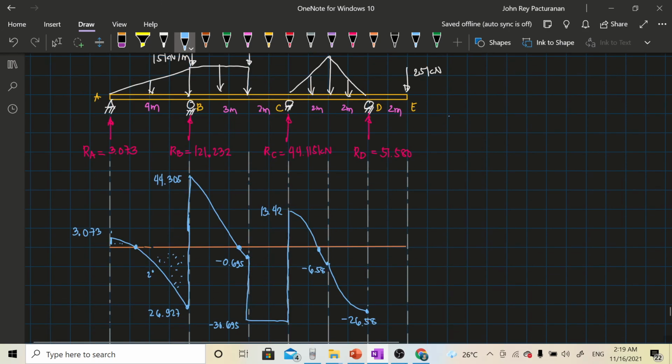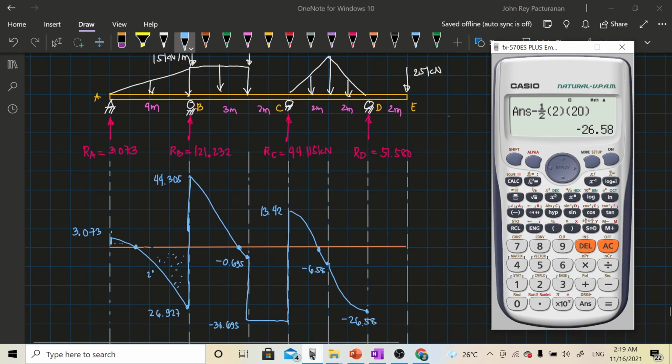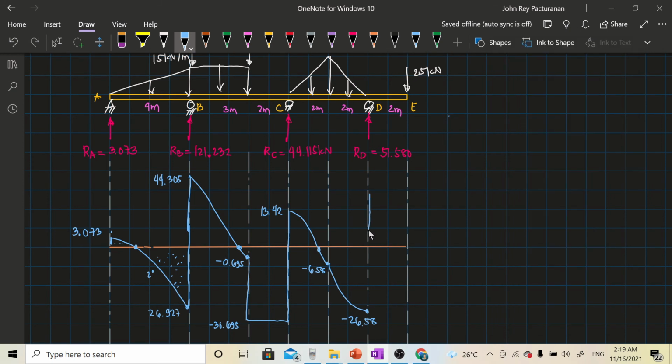So, syempre, itong mga intersections na to, napaka-importante niyan because that is the location of the maximum moment. Then, syempre, plus 51.580 pa. 51.580. So, that is positive 25 na. Then, pababa, and syempre, may pababang 25. Ayun, nag-close yung ating shear diagram, which is it should be, no? Kapag hindi yan nag-close, delikado ka.